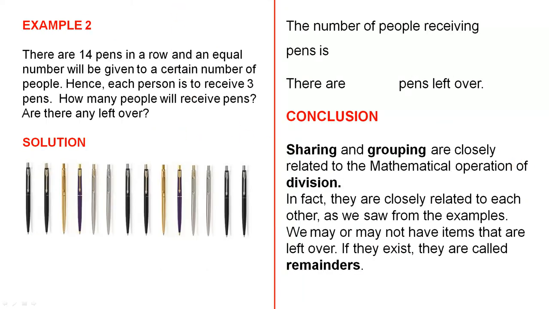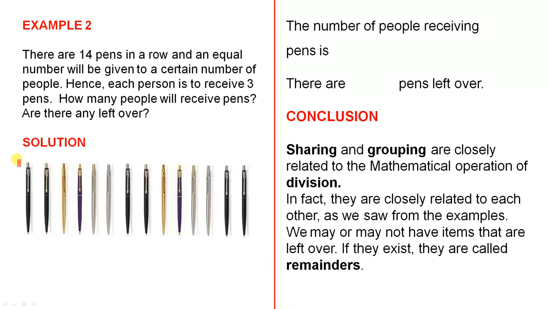Example 2. There are 14 pens in a row and an equal number will be given to a certain number of people. Each person is to receive 3 pens. How many people will receive pens? Are there any left over?